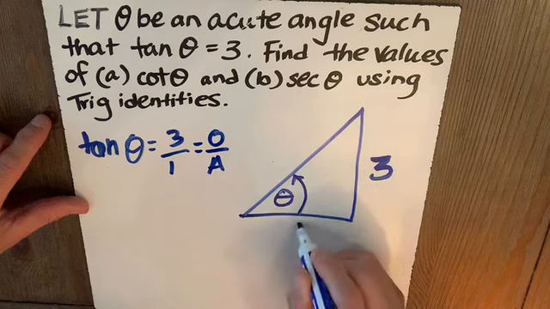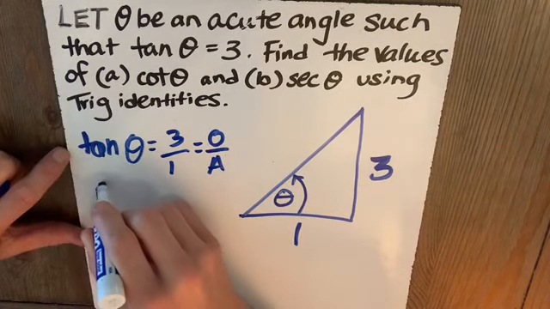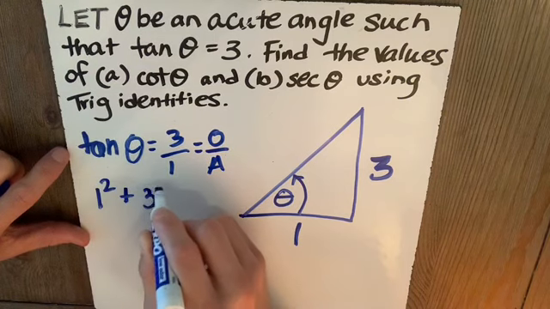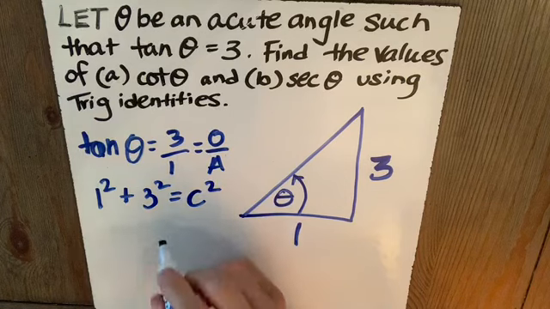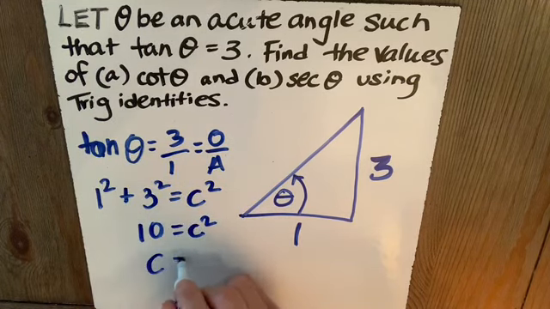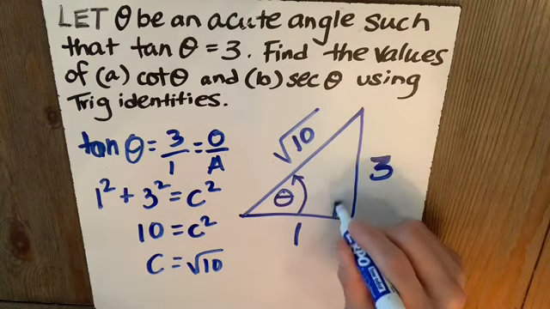So if this is 3 and this is 1, I can use my Pythagorean theorem. x squared plus y squared equals hypotenuse squared. So c squared is equal to 10, and c is the square root of 10. So I can come up with this.